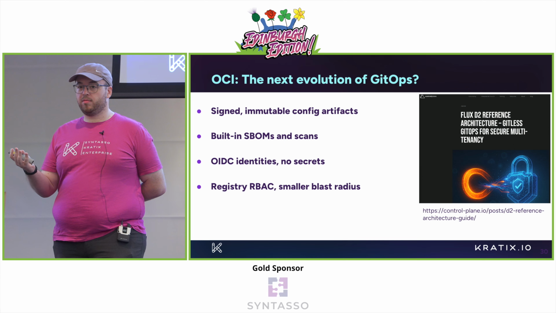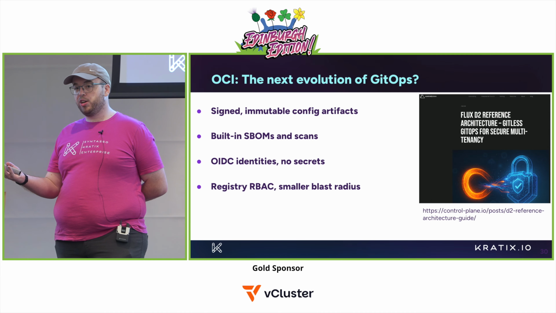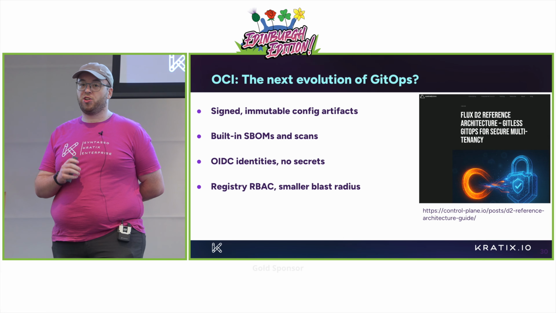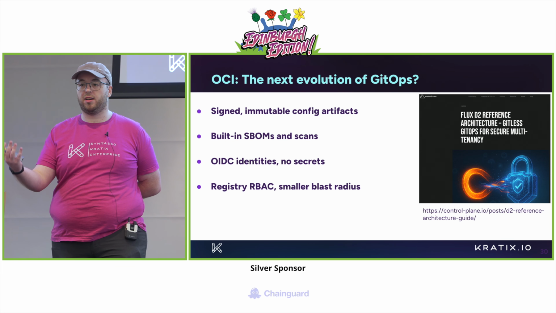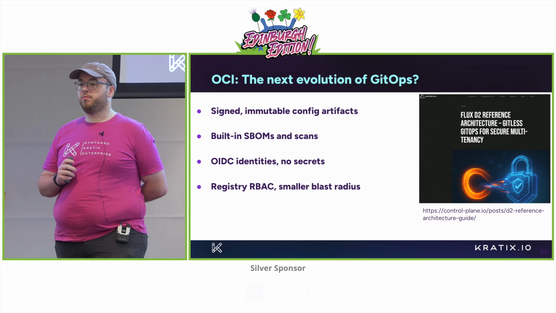The power of OCI is that it's pretty secure. I think a lot of us are familiar that you get things like SBOMs, you get immutability, you can sign the creation of these artifacts. You get better, more fine-grained authentication. You're not giving access to a whole Git repository where you've got loads of shared documents. You're just giving access to one particular image in that registry. And it's just got a lot of nice aspects to it.